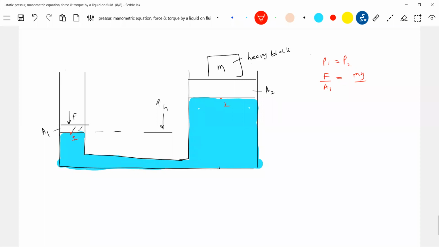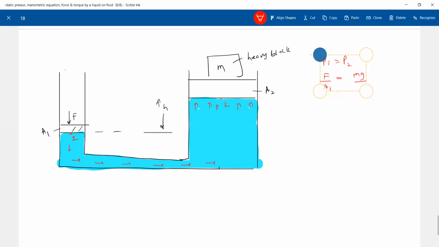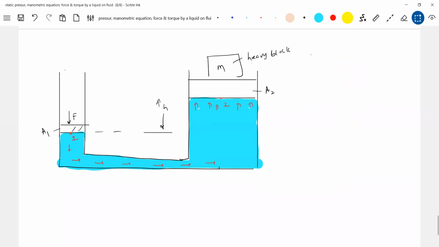And what is the state of the liquid? Of course, the pressure will get transmitted, but look at the level of the liquid. The level of liquid is different here. So that H has to be included. Don't write directly P1 equals P2, it will go wrong. Look at the situation available. So write the manometric equation.